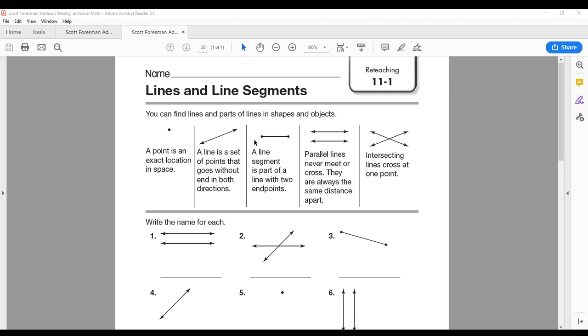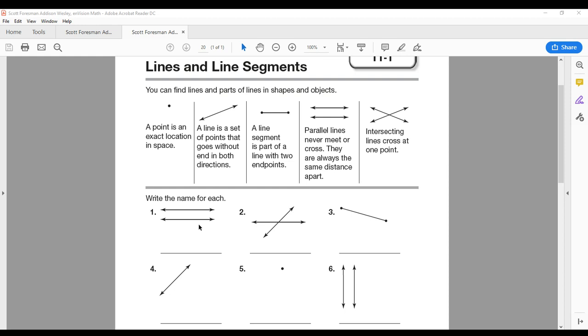Here's the line. Here are the endpoints. This is a line segment, not a line. A line segment. It's part of a line. These are parallel lines. They never meet or cross. They are always the same distance apart. Again, we know they're lines because they have arrows on the ends, which means they go on forever. They're the same distance apart all the way through. They never cross. Intersecting lines cross at one point. That would be the point where these two lines intersect or cross.